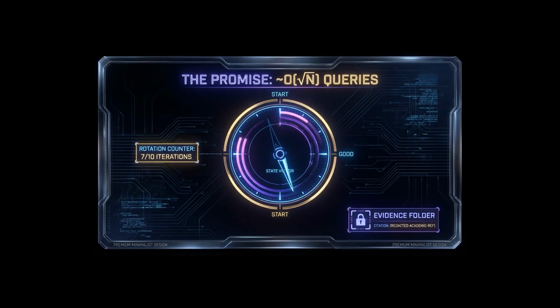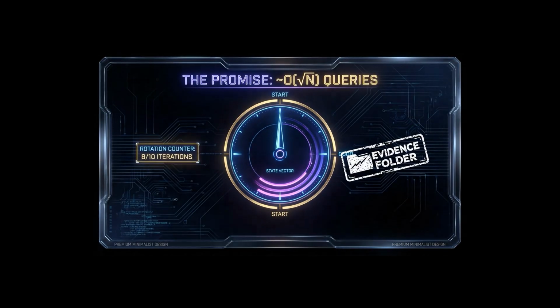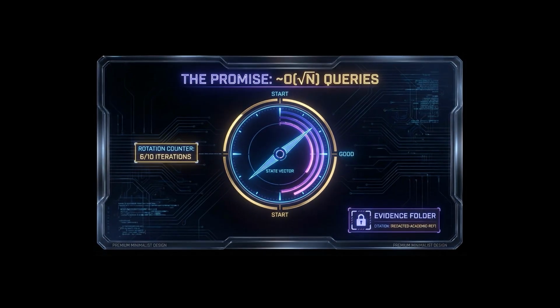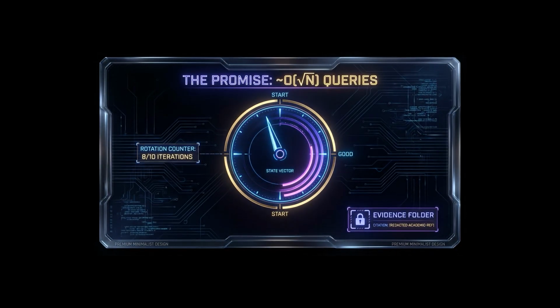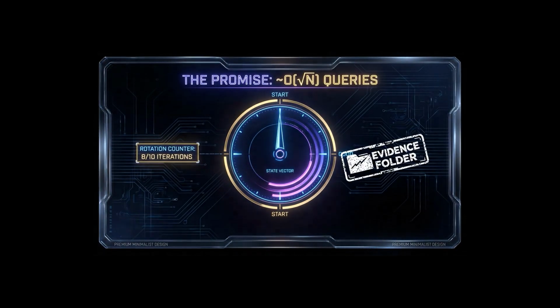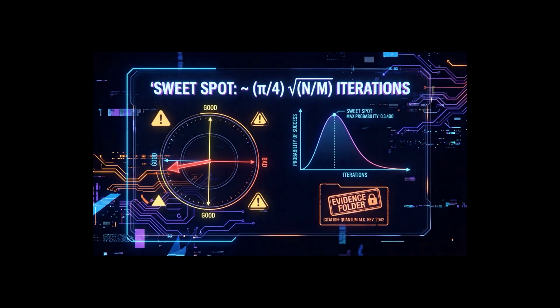Each iteration rotates our state vector closer to the correct answer. The angle of each rotation is small, but it's constant. We keep rotating, and the amplitude of the correct answer grows linearly with each step. Since probability is amplitude squared, the probability grows quadratically. This is the source of the square root n speedup.